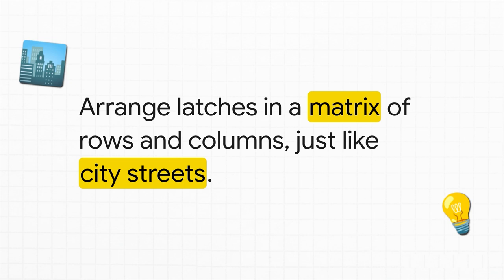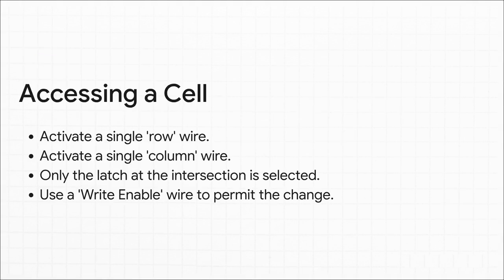The best way to picture it is just like a city map, with streets running in rows and columns. And here's the genius part about this grid. To pick one single specific latch out of thousands, all we have to do is activate its row wire and its column wire. And boom, only the memory cell sitting at that one single intersection gets selected. It's a brilliantly efficient system for pinpointing any bit we want.